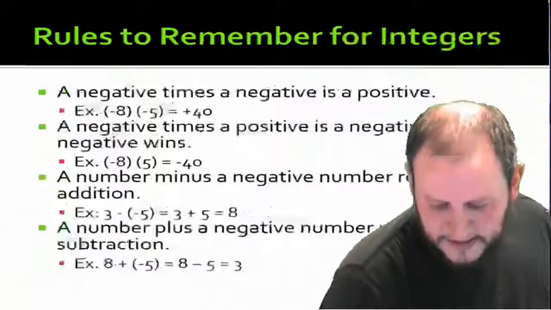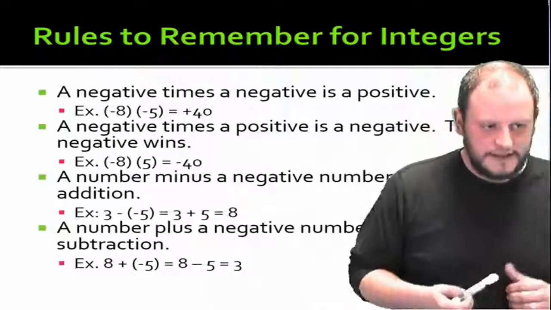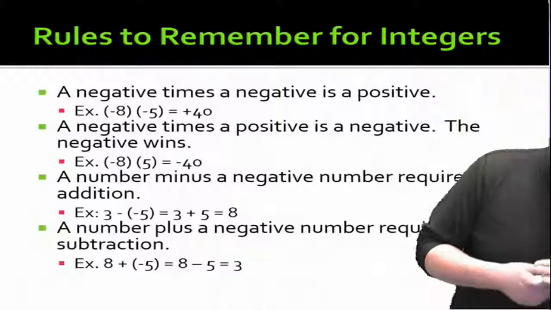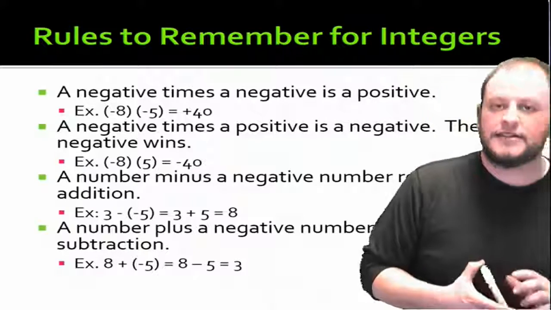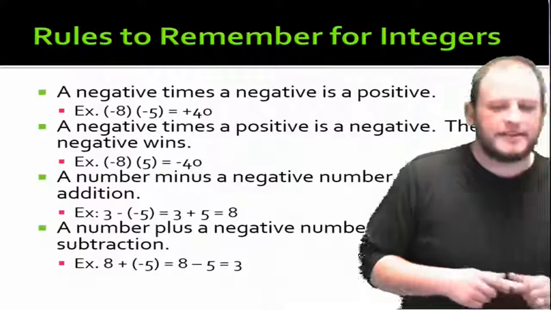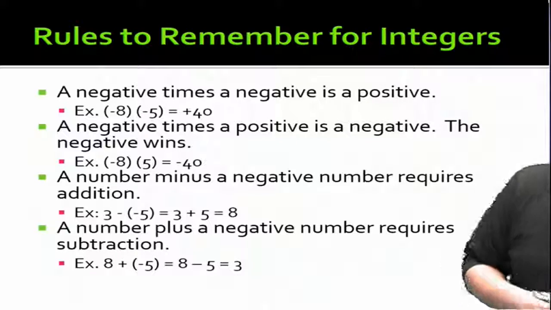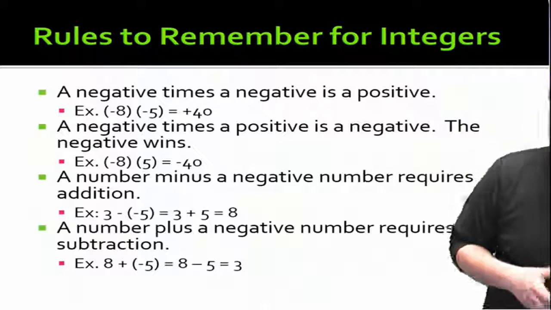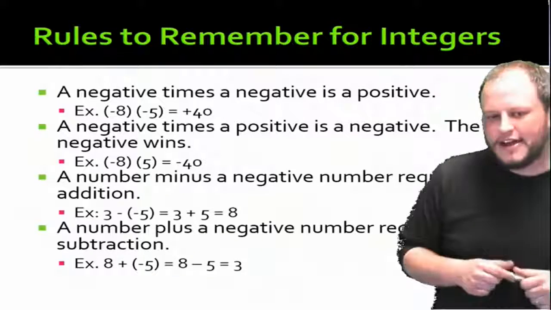The next thing I would like to talk about is the rules to remember for integers. There's going to be integer problems on there. Some of the things that you may or may not remember. A negative times a negative is always a positive. A negative times a negative is a positive, but two wrongs don't necessarily make a right.